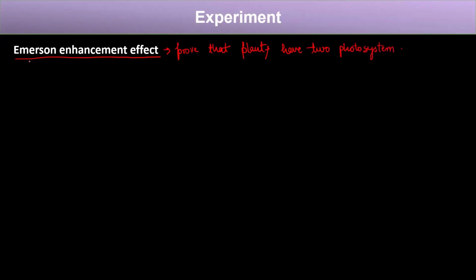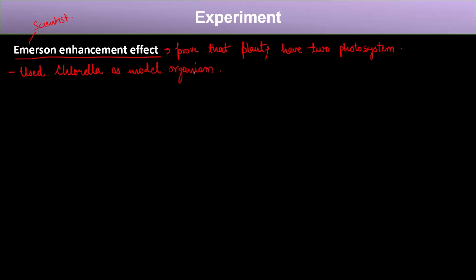And the experiment was known as the Emerson enhancement effect because it was performed by Emerson. Okay, so the scientist was Emerson. Now, what he did, Emerson used chlorella as a model organism. Model organism is the organism on which he performed the experiment. So he used chlorella.